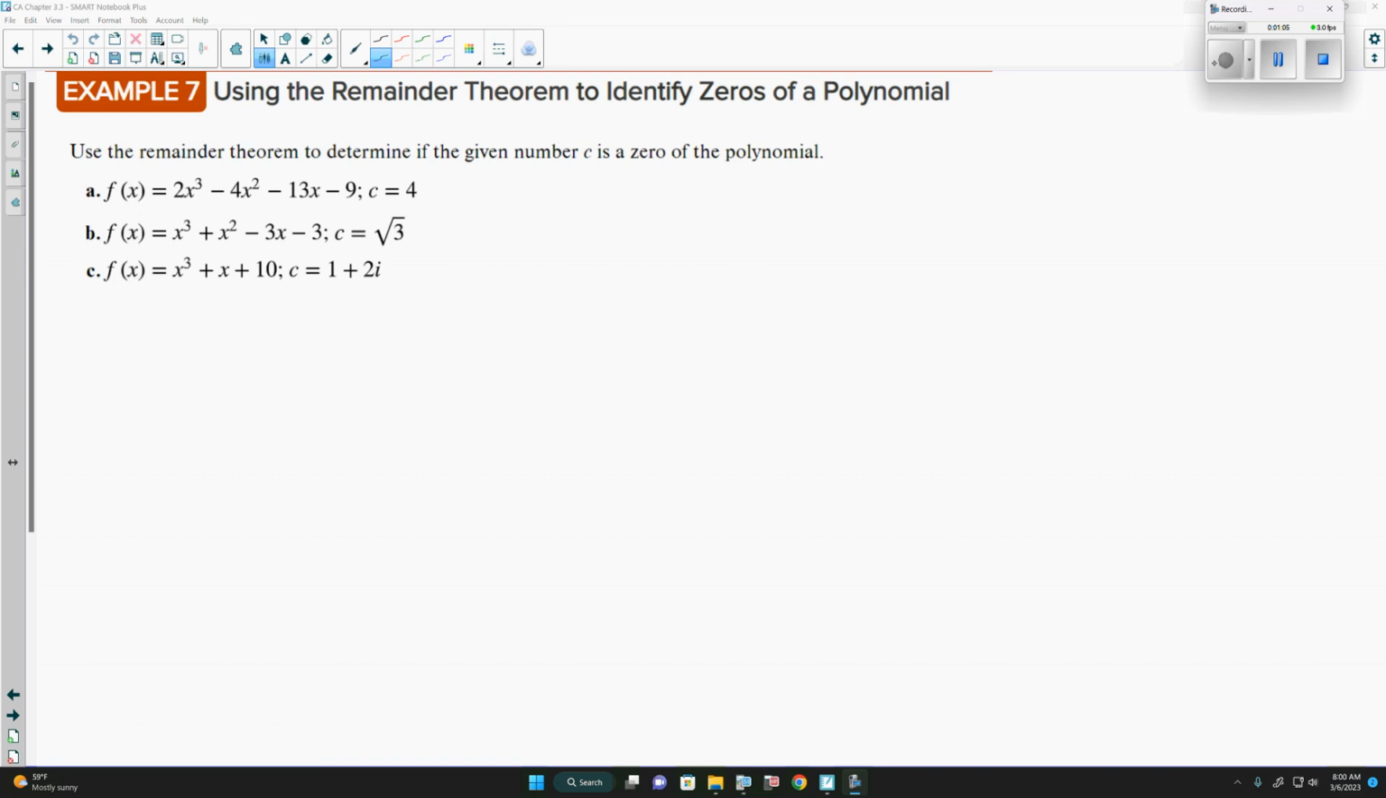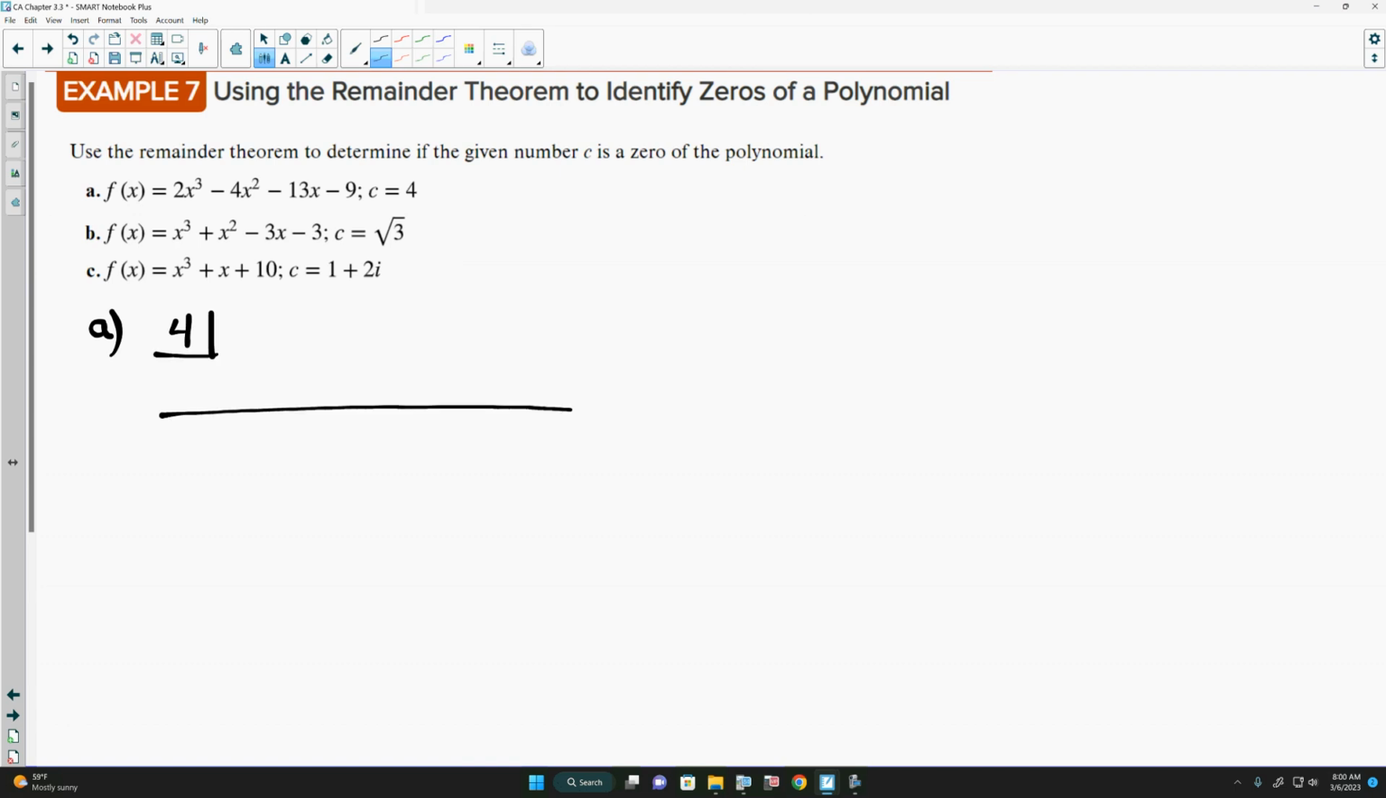Yes. So what we want to do with these here is use the remainder theorem to determine if the given number C is a zero of the polynomial function. And all that means is that if we use synthetic division with these here, we get a remainder of 0. Because if the remainder is 0, then they are a zero of the polynomial function.